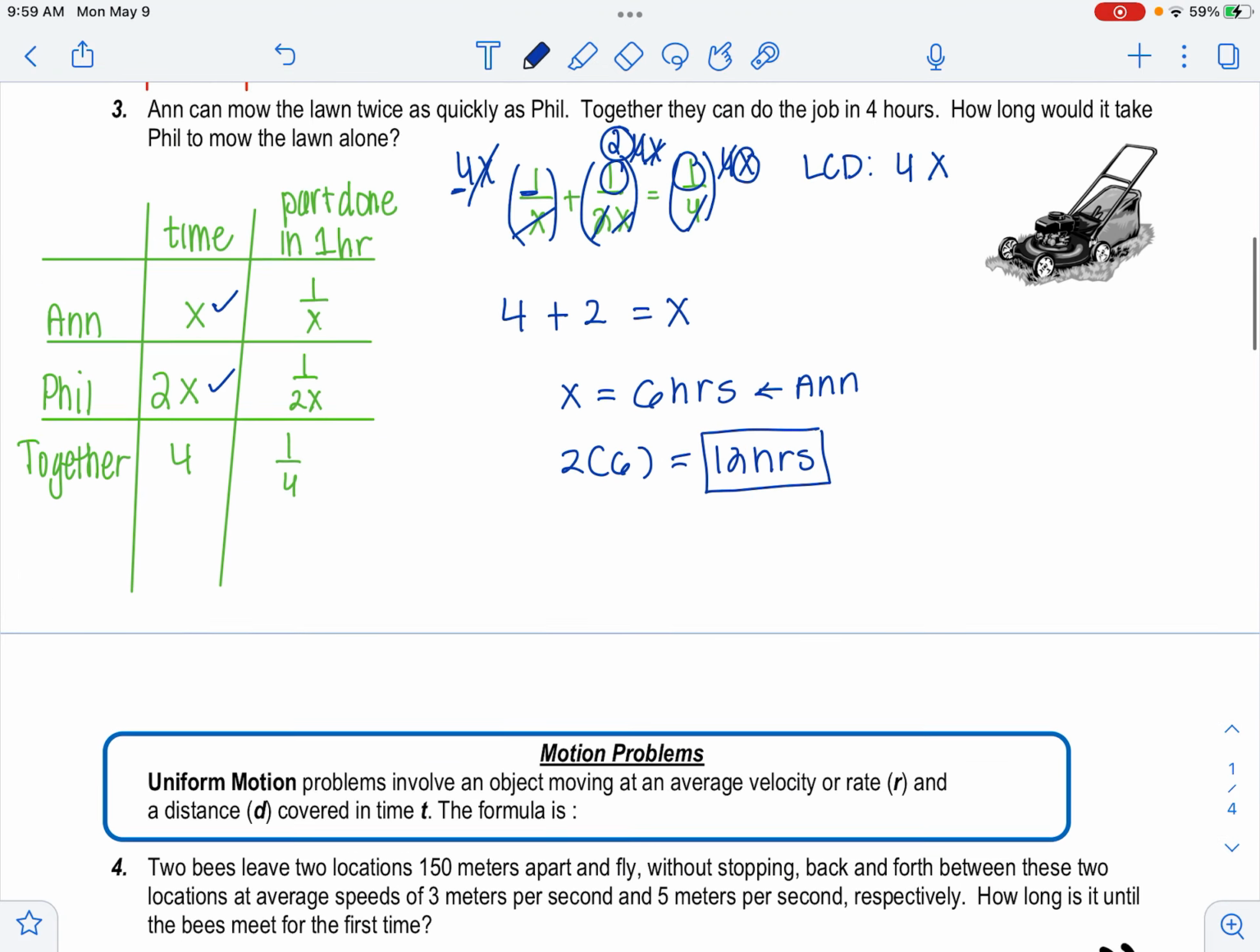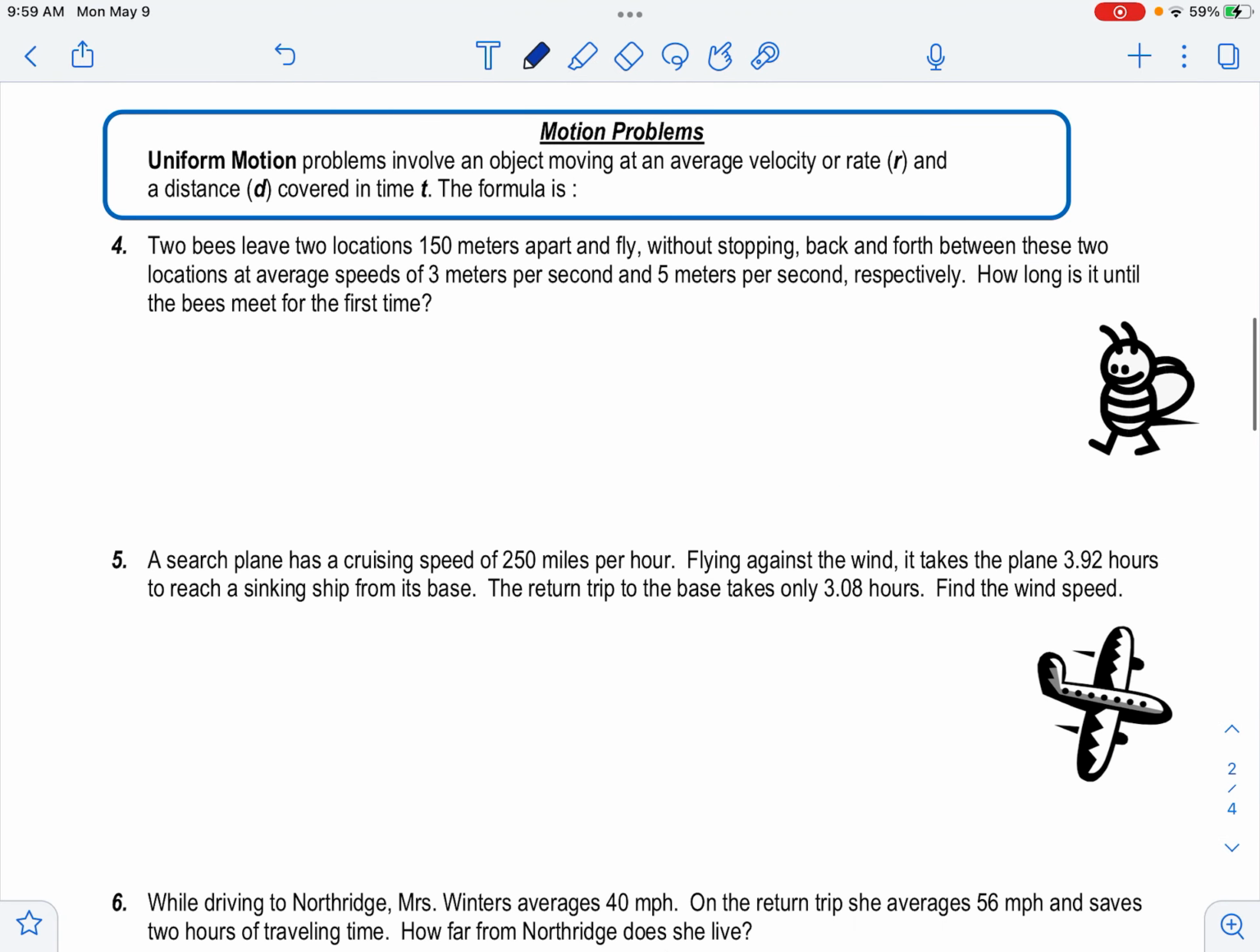All right, the next type of problems that we'll be looking at are motion problems. It says uniform motion problems involve an object moving at an average velocity or rate and a distance covered in time. The formula that we'll be using is distance equals rate times time. Take your rate, multiply it by your time, and that's the distance.